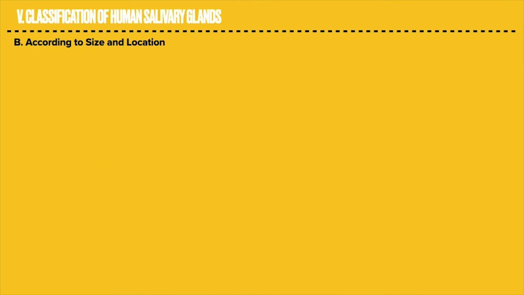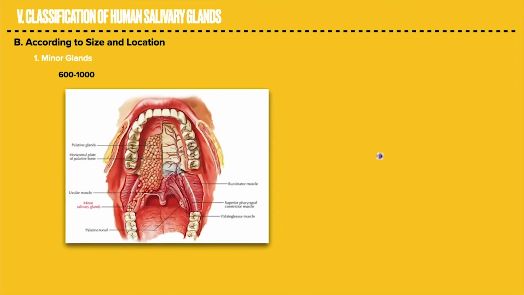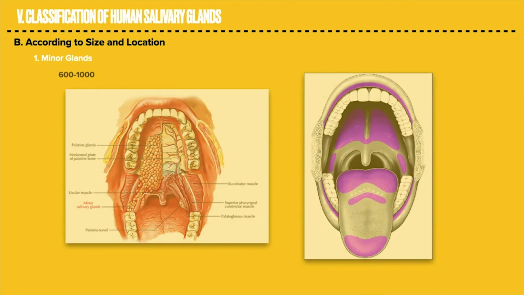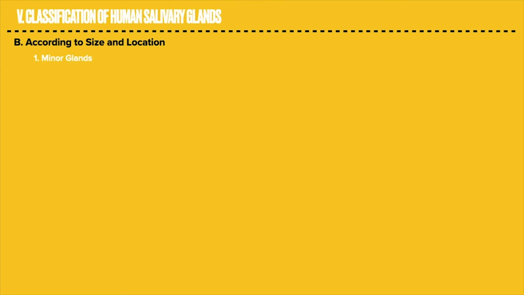Aside from the major salivary glands, there are also about 600 to 1,000 minor salivary glands located just beneath the epithelium in the oral cavity. They lack a distinct connective tissue capsule, and they only have short ducts that open directly into the mouth. These glands are classified based on their location in the oral cavity.